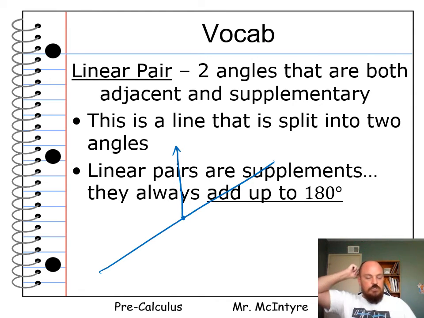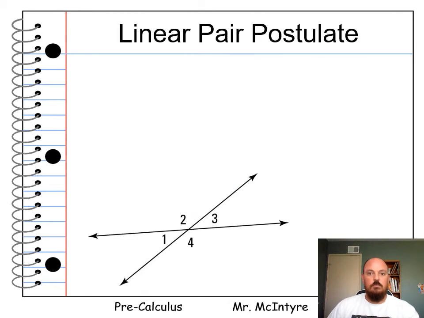It kind of went over my picture, but that's the rule. Linear pairs are supplements. They always add up to 180 degrees. That's our rule for linear pairs. And the name for that, although like I said, you don't really need to know the name for that, is the linear pair postulate. What you need to do is just remember that linear pairs add up to 180.